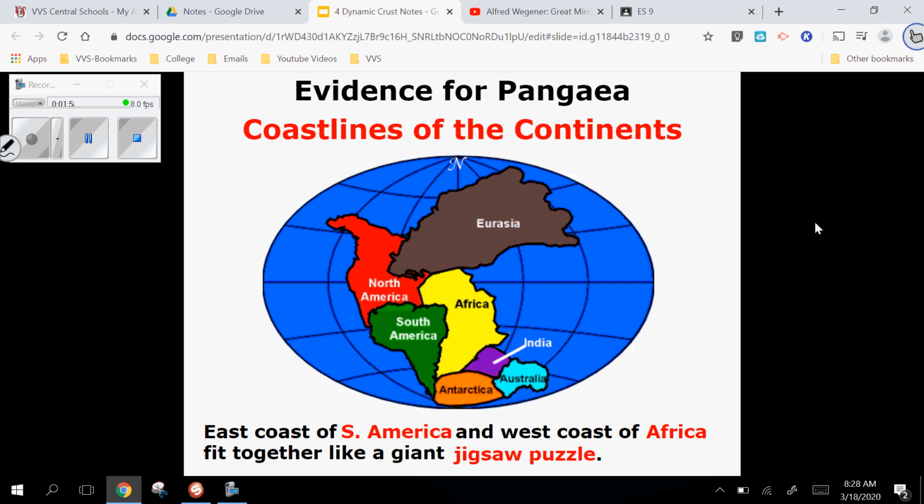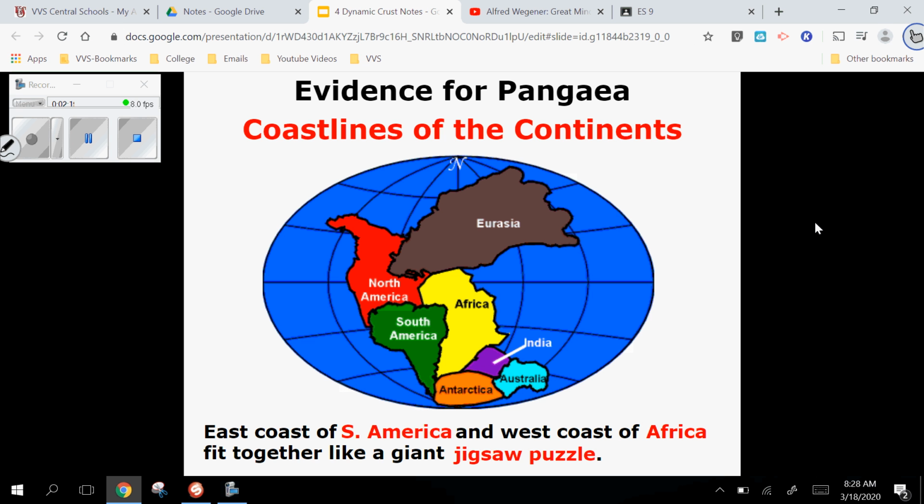Right? Unfortunately, Wegener died before he was able to finish his research and before he was able to figure out the mechanism for why this happened. We know now why it happens, right? But he knew it happened, but he didn't have the reasoning. He couldn't figure out how it happened or why it happened, unfortunately.